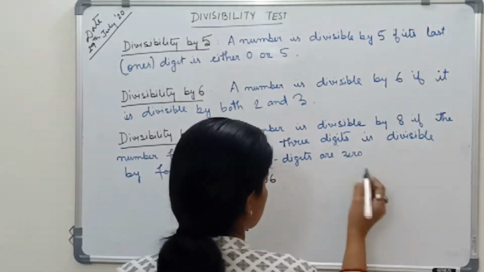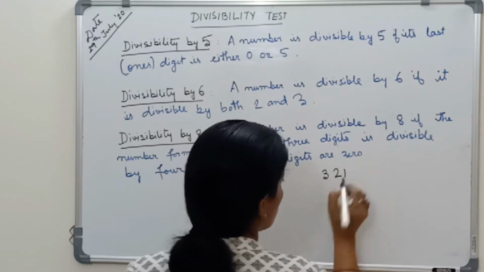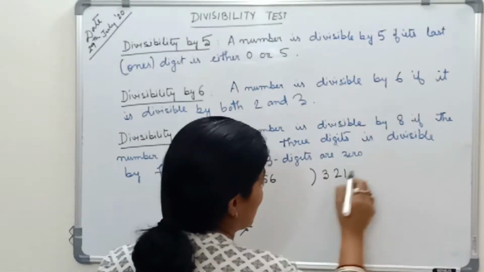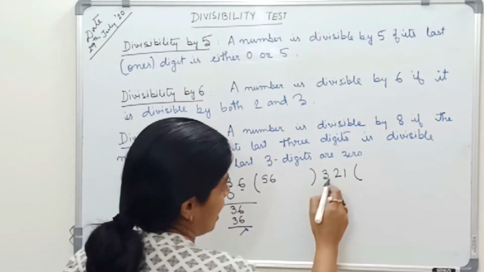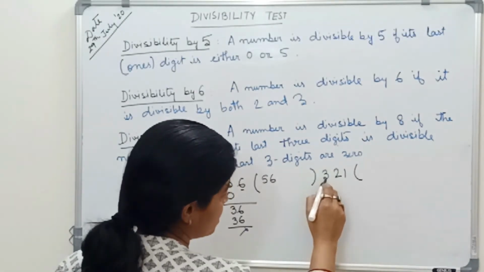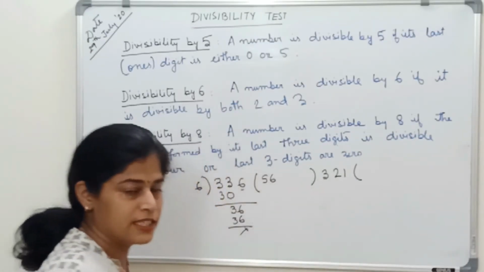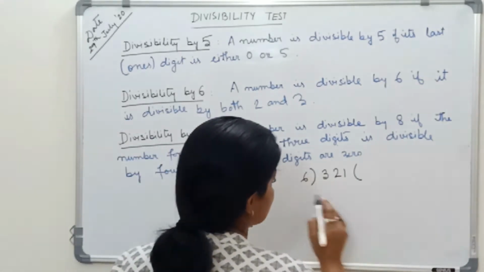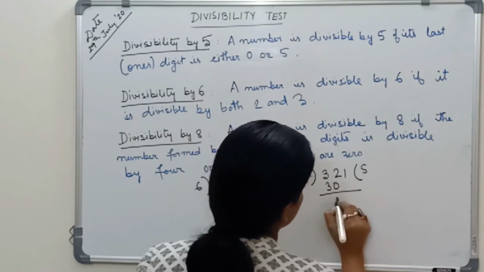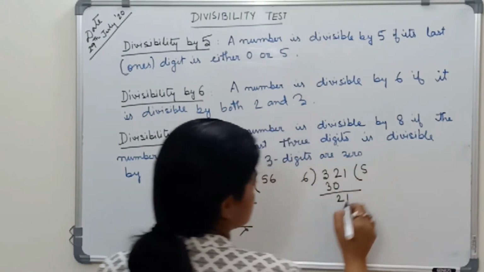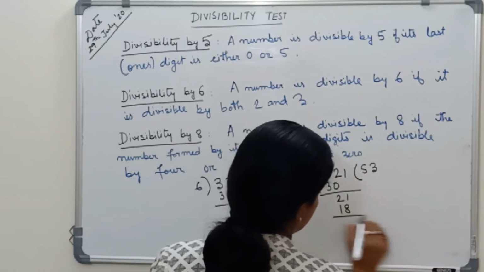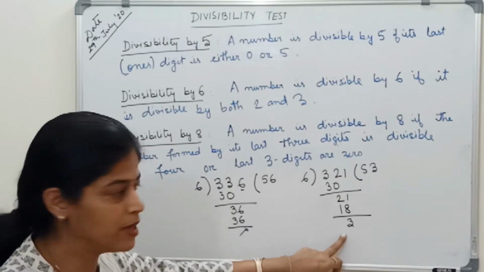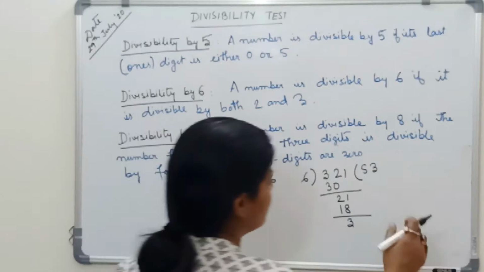Now if I take a number, suppose 3, 2, 1. The last digit is 1. So it is not divisible by 2. So it will not be divisible by 6. And here if I add all the digits, 3, 4, 5 and 6, this is divisible by 3, but it is not divisible by 2. So this number will not be divisible by 6. 6 fives are 30, 21, 3, 18. Here it is the remainder. We have a remainder. So it is not exactly divisible by 3.